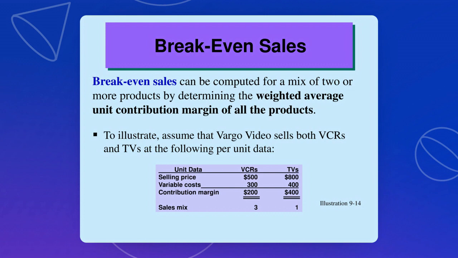To illustrate, assume that Vargo Video sells both VCRs and TVs at the following per unit data. For the VCRs, the selling price is 500, the variable cost is 300, the contribution margin is 200, and the sales mix is 3. For the TV, the selling price is 800, the variable cost is 400, and the CM is 400. What will we do if you have the sales mix? The sales mix here is 3:1.